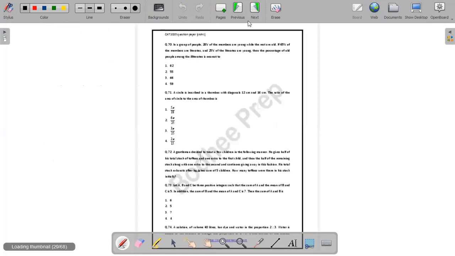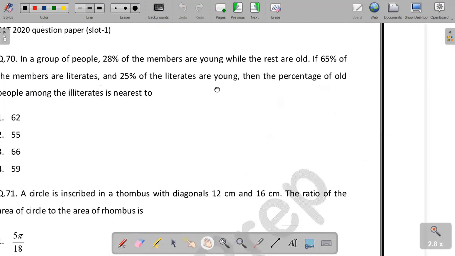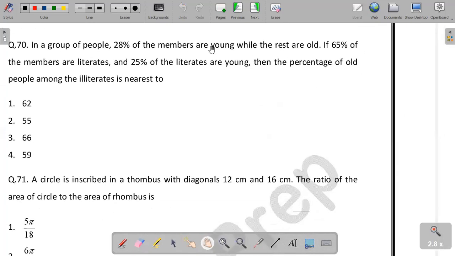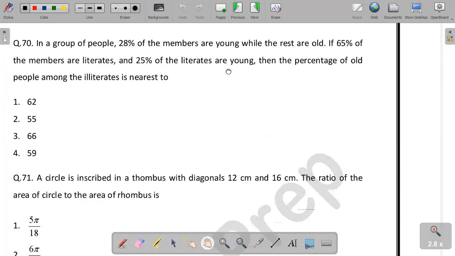Now let's see the next question. In a group of people, 28% of the members are young while the rest are old. ठीक है. Fine. Perfect. So members can be या तो young होंगे या old होंगे. Fine.